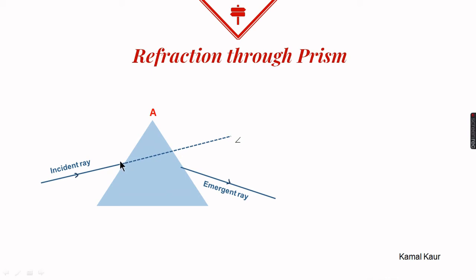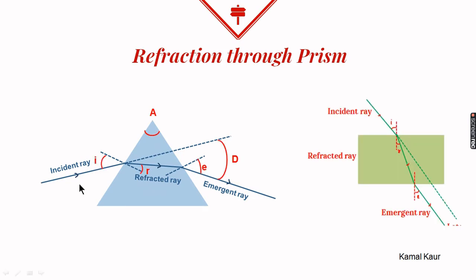If we join the incident ray with the emergent ray, that will give us the refracted ray. At this point of incidence and at this point of incidence, we will draw normals and then mark all the angles. The angle between the incident ray and normal will be our angle of incidence. The angle between the refracted ray and normal will be the angle of refraction. The angle between the emergent ray and normal will be the angle of emergence. This is the angle of prism, and this angle with which the emergent ray has deviated from the incident ray will be called the angle of deviation, D.